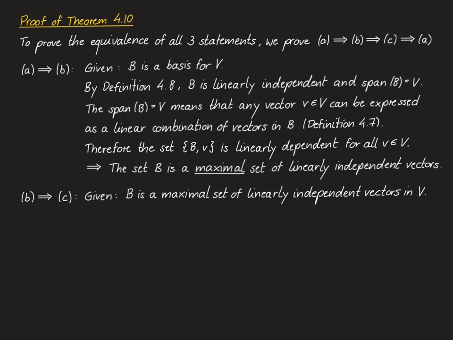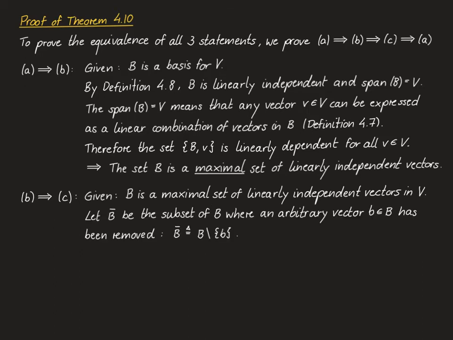Next, we prove the statement that B implies C. So this time it's given that B is a maximal set of linearly independent vectors in V. Now we let the set B bar be the subset of B where an arbitrary vector b in B has been removed. In short, we write B bar is defined as B without an arbitrary element b.